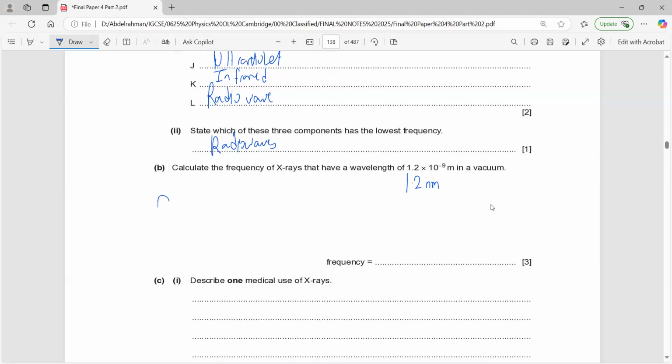Can I find the frequency? Yes, definitely. Frequency is speed over wavelength. Speed is 3 times 10 to the power of 8, divided by 1.2 times 10 to the negative 9. It would be a huge number, around 2.5 times 10 to the power of 17 hertz. Do not forget the unit.